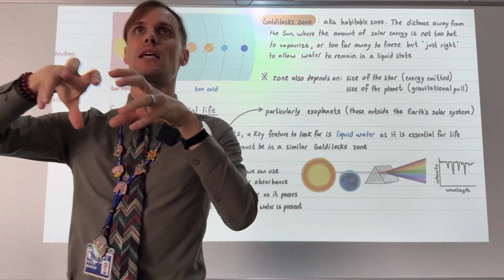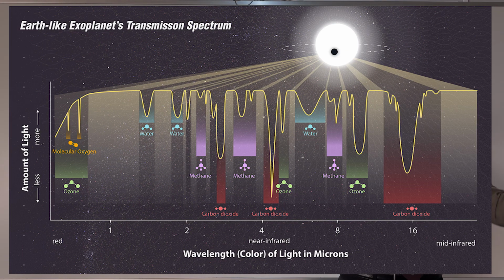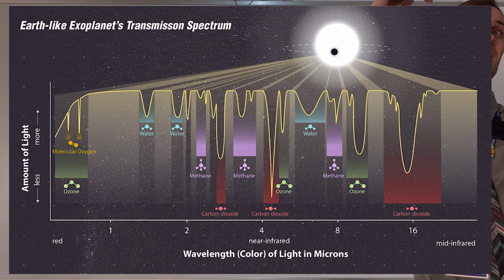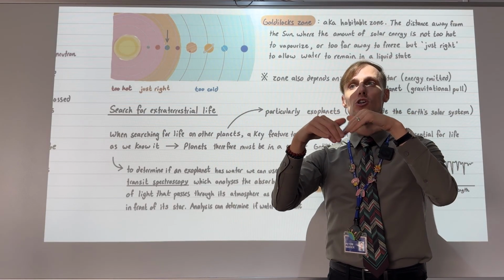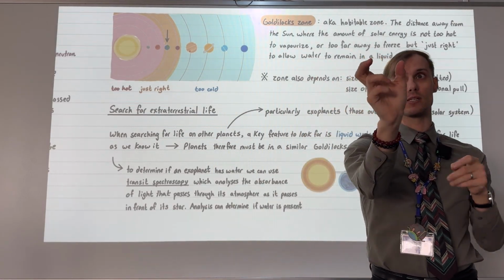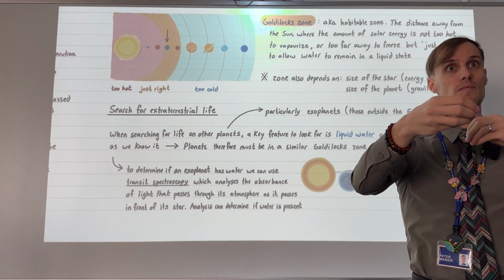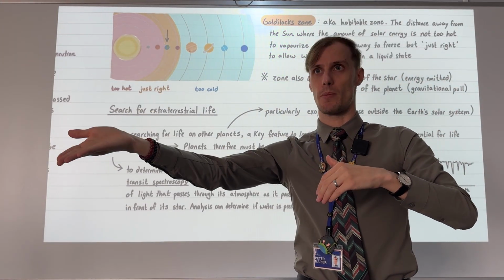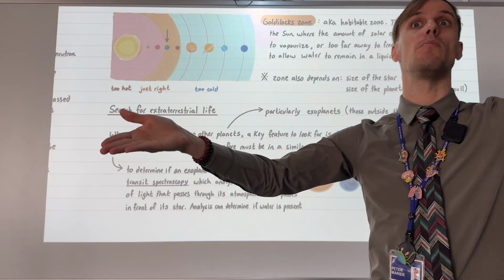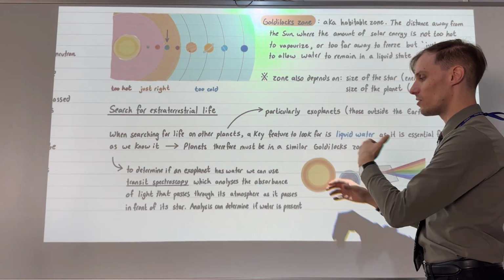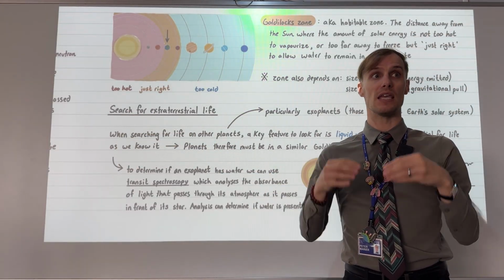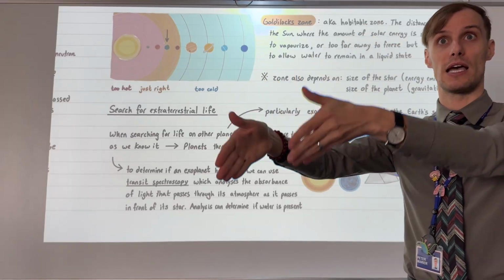And something like oxygen versus water versus carbon dioxide are all going to have slightly different absorbances. So when we analyze the absorbance through the layer, we can determine, is there carbon dioxide? How much carbon dioxide? Is there water? How much water? So taking all of this together, we can see, is water actually present, yes or no?